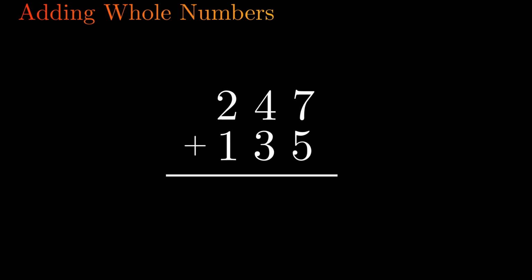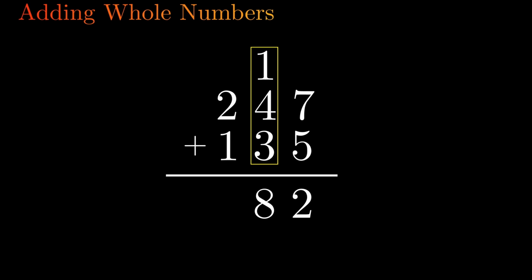We always start on the far right in the ones column. 7 plus 5 is 12. But we can't fit 12 in the ones place, so we write the 2 from the ones place in our answer, and we carry over the 1 from the tens place to the top of the tens column. Now we add the tens column. Don't forget the 1 we carried. 1 plus 4 plus 3 equals 8. Finally, the hundreds column. 2 plus 1 equals 3.